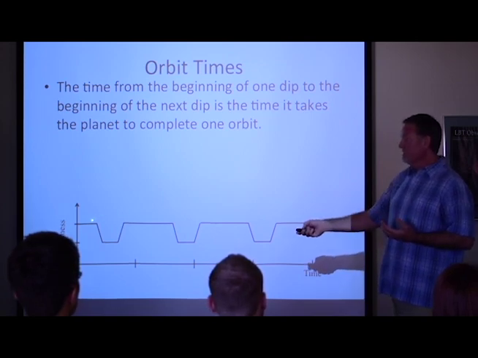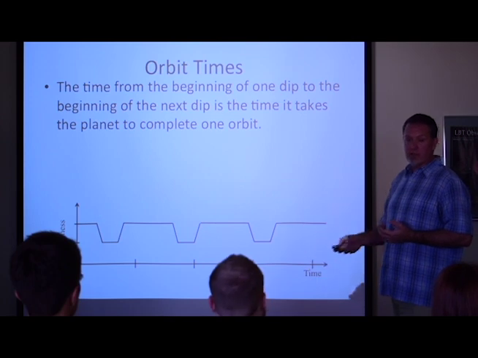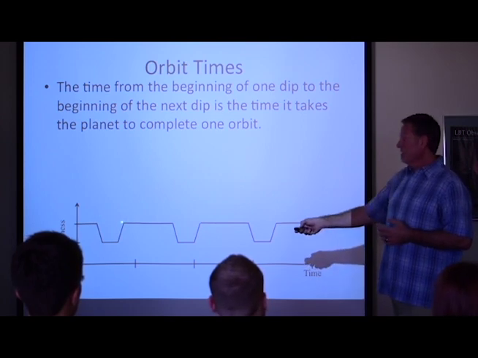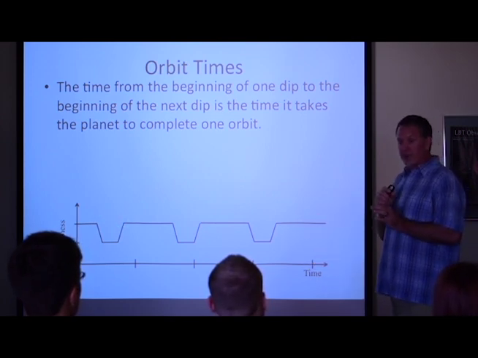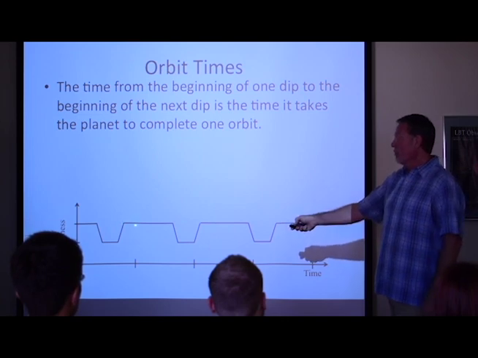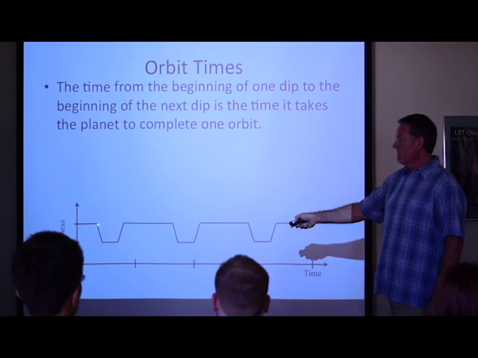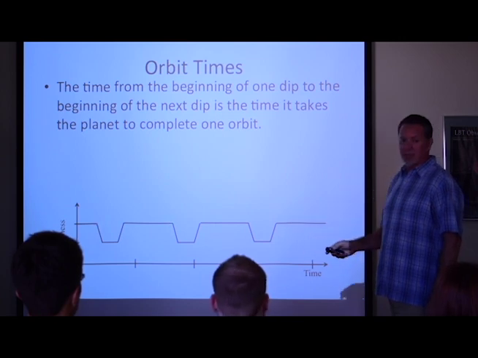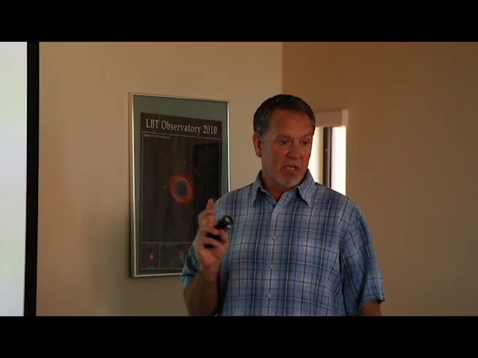So this was the instant when the planet first started to move in front of the star. This is the instant when the planet then leaves from being in front of the star, and then it goes all the way around the star, and then a new dip happens. So from this instant in time to that instant in time is one full orbit. That's the period of the orbit.